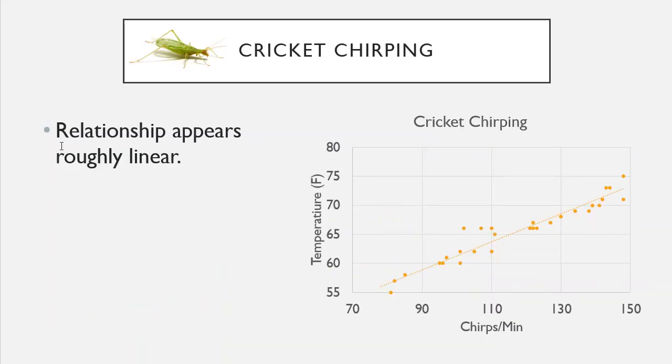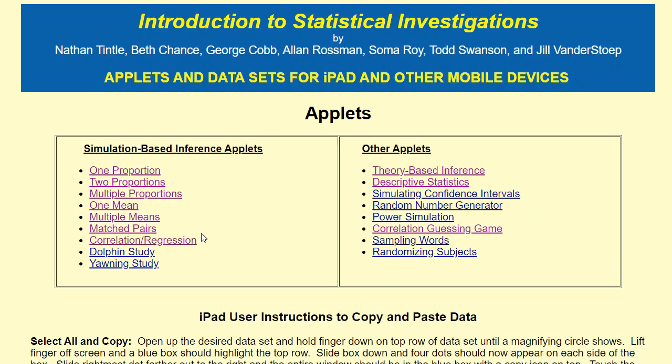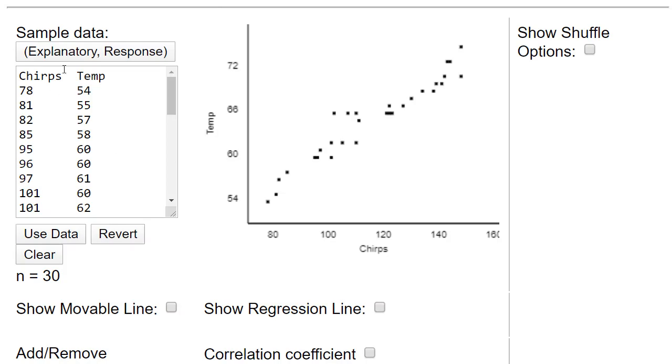So the relationship appears roughly linear. Here's the line that goes through it. That's the least squares linear regression right there. The applet will generate that for you, and I can show you how to get the applet to do it. You're going to go to correlation regression. You would paste in the data like so. I've got it pasted in here.